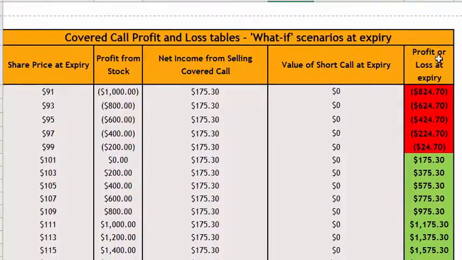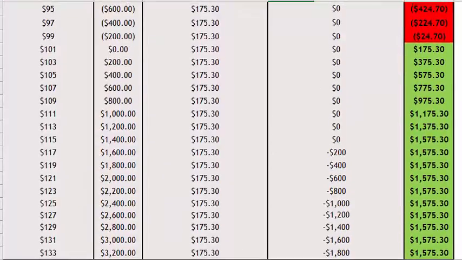So all we're doing for our profit and loss at expiry is simply adding up these three columns, and anything that's highlighted in red is a loss. So if the share price goes to $91, we lose $824.70. If it goes to 99, we lose $24.70. Then on the profit side, highlighted in green, if it's a profitable trade, you can see that it continues to rise until it gets to a certain level. At 115 and above, our profits are capped.